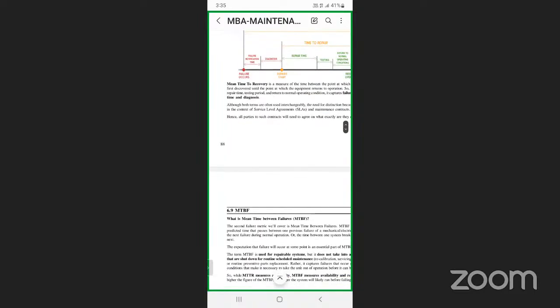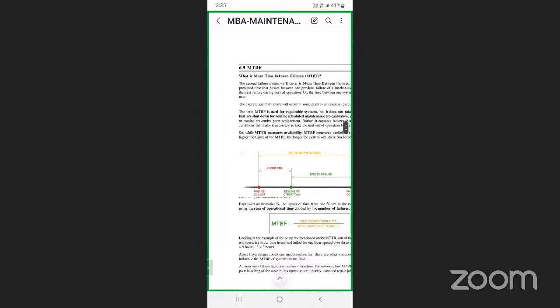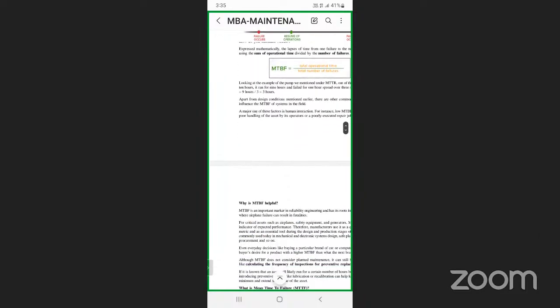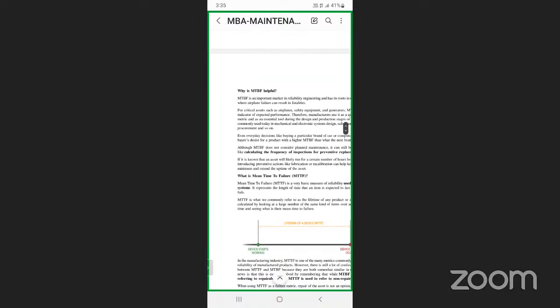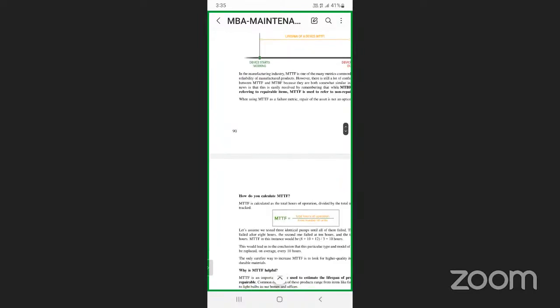So how much of the time was the machine working? 9 hours, isn't it? 9 hours it was working, and in between those 9 hours there were 3 times it went for repair. So 3 hours is the mean time between failures. Mean time between failures is total operational time, the productive time, divided by total number of failures. These metrics are very important.